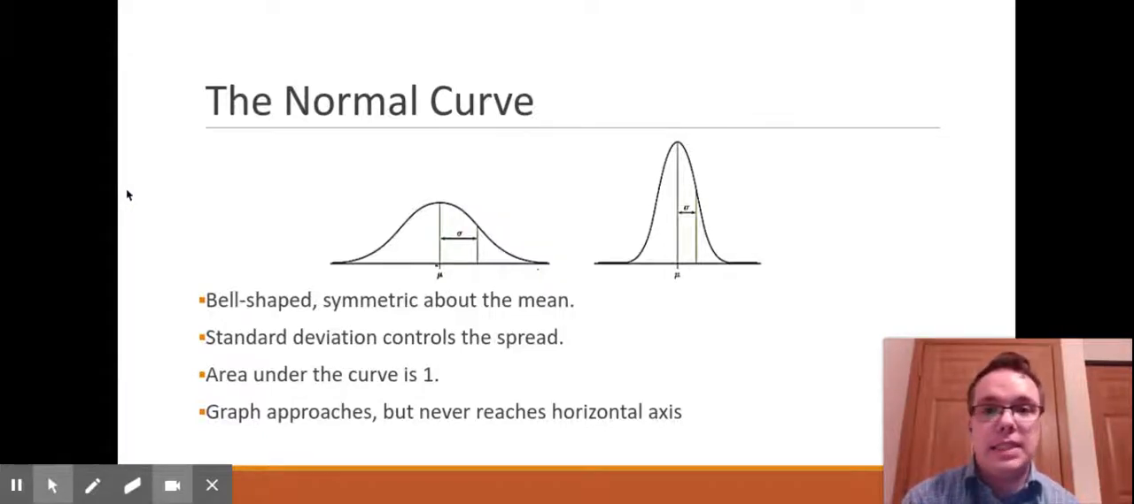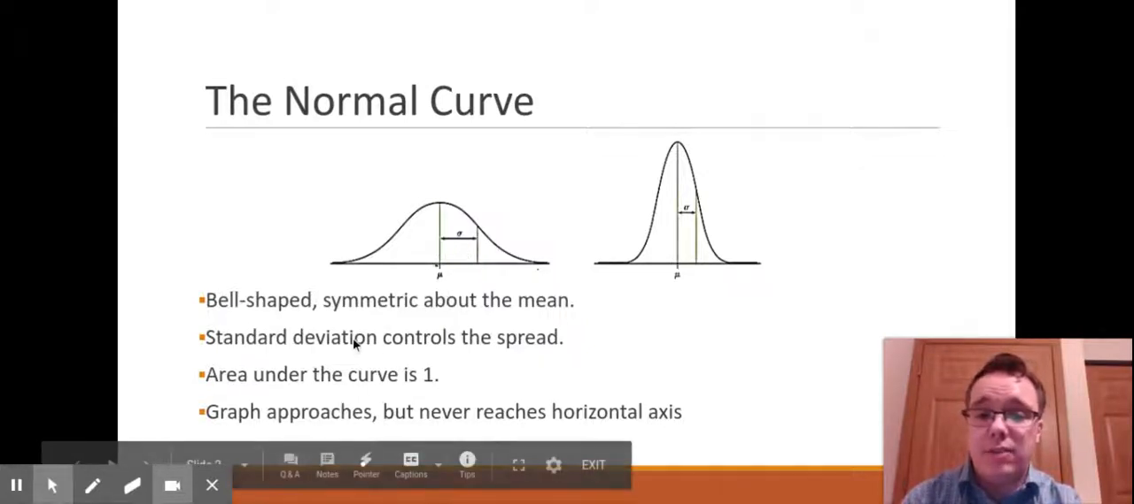All right, so as you can see, the normal curve is bell-shaped and it's symmetric about the mean. That means the mean is in the middle, and if each side is symmetric, that means it's the same. So notice it's kind of like a mirror shape. It looks the same on each side. And the standard deviation controls how spread out it is.